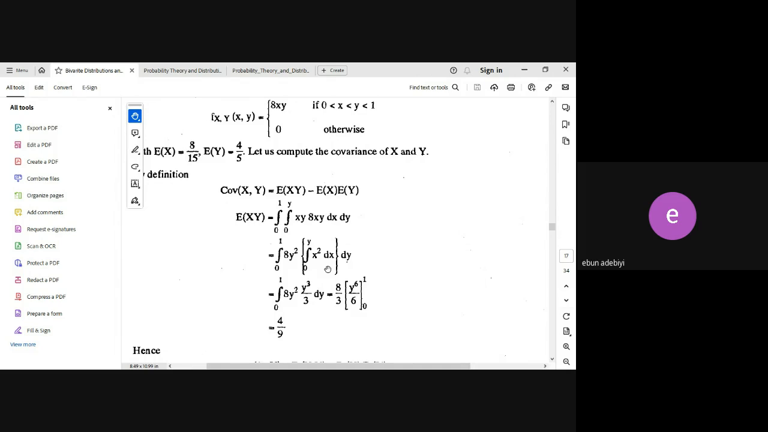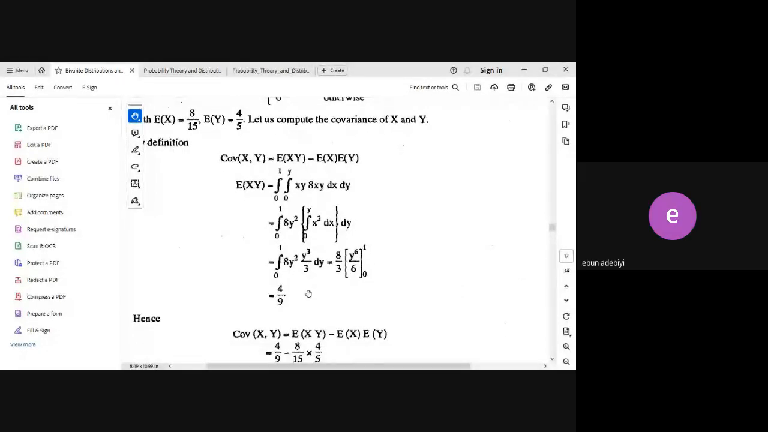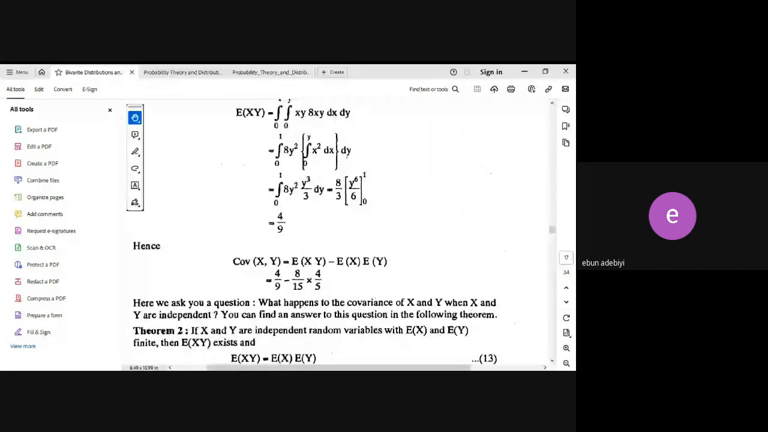You want us to try it? Let me give you a few minutes, I'm looking at it now. What we have there is 8xy. To me, that's like saying x times 8y squared, integral x squared. The 8 is common to both, so we brought out the 8 and then integrate it over the function y.